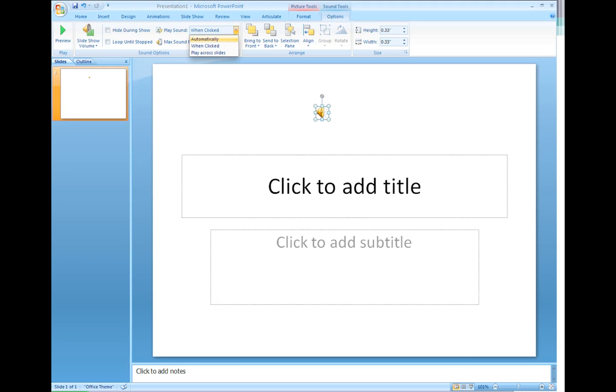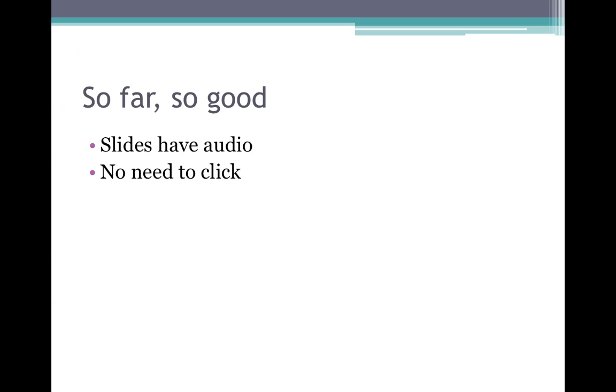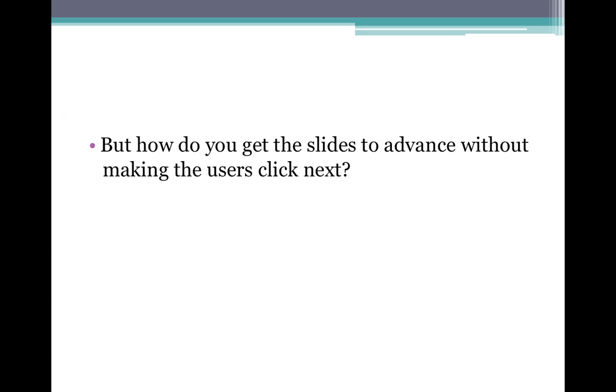I think you've all seen that in PowerPoint presentations where you have to click to hear the sound. You want to change that so that it plays automatically. So now you have audio on your slides, and when you go to a slideshow, the sound will start playing automatically. There's no need to click that audio icon to play the sound, which is a good thing. But how do you get the slides to advance without making the users click next for each slide?